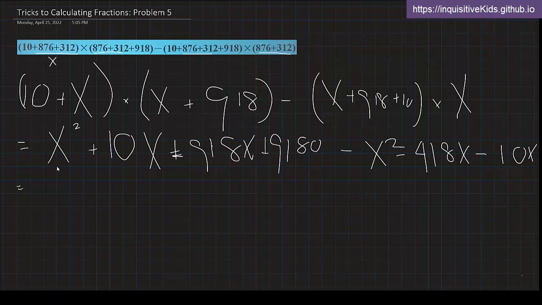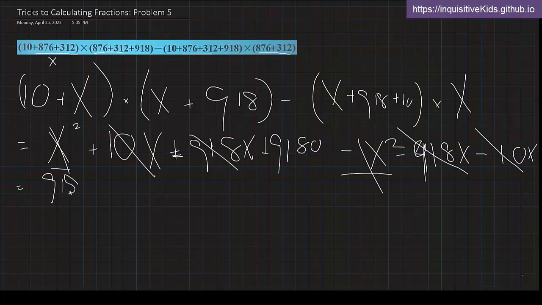Now let's see what we can do here. So x squared right here plus negative x squared over here, cancel that. So there's 10x and 918x. It cancels out as well. So now we have 9,180 left, and that is our final answer.